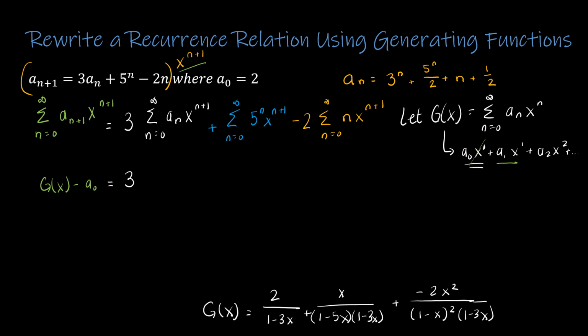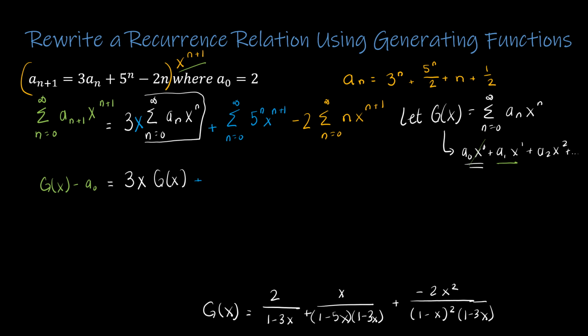What I can do is I can take an x out here, and by doing so, that's going to give me a sub n x to the n, because I factored one x out. So what does that give me? That gives me 3x, and then all of this is in fact the generating function, g of x.